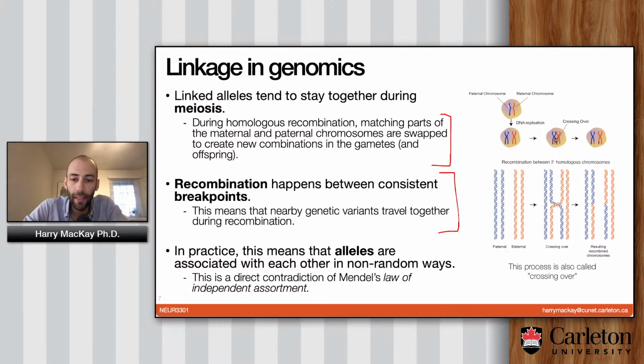So that means that alleles actually associate with each other in a non-random way because these breakpoints are fixed, they're not particularly variable. This is a direct contradiction with Mendel's law of independent assortment, I should say, because it means that genes are not being inherited on a completely random basis. They are linked to one another to a certain extent.